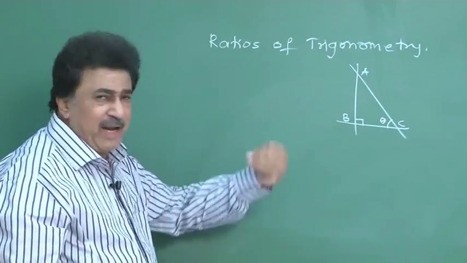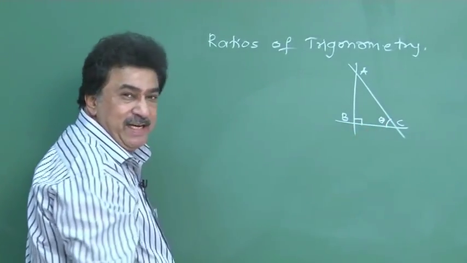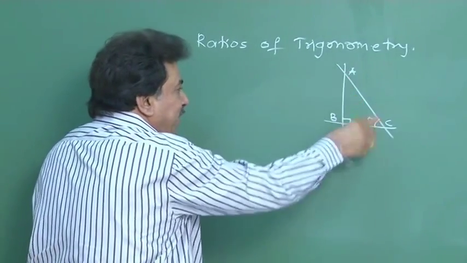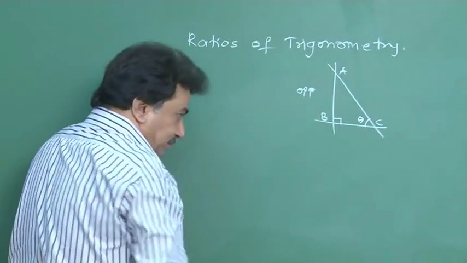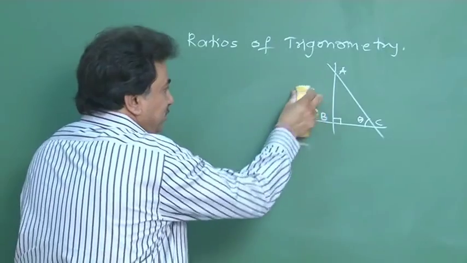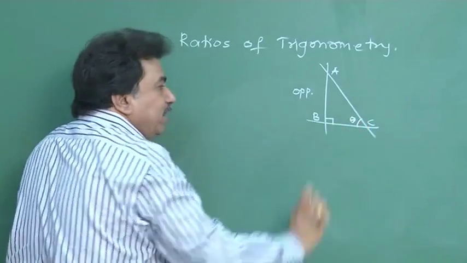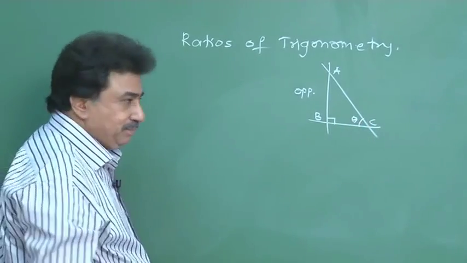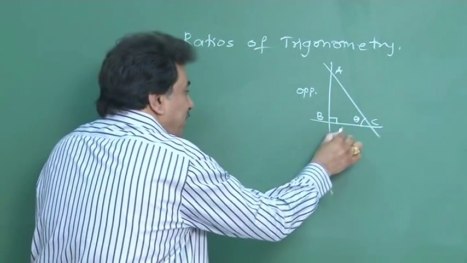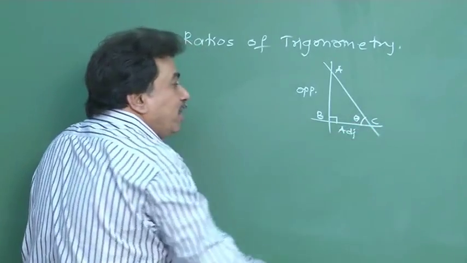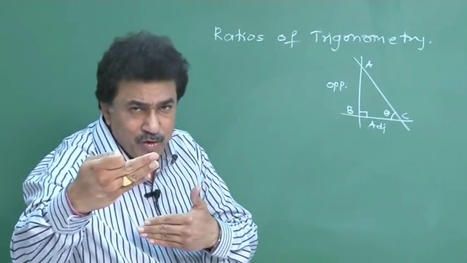When you see this figure very carefully, the side opposite to the taken angle, that is angle C, theta, opposite to it is AB. This is the opposite side. It's very clear. I write once again, no problem. It's the opposite side of the angle C, theta. If this is opposite, what about BC? BC will become the adjacent side to what angle? C or angle theta.